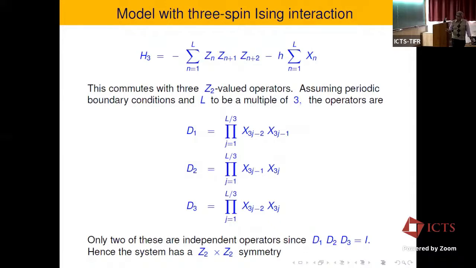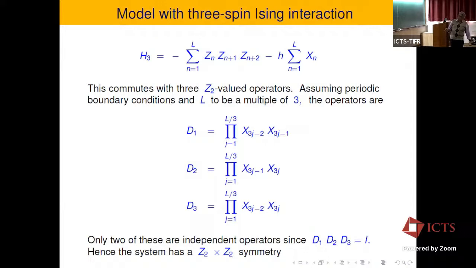So it turns out that there are 3 Z2 valued operators which commute with this Hamiltonian. So what these operators are the following. So you take a D1, which is the product of all the x variables on 2 of the sublattices. Okay, so product over j, x3j minus 2, x3j minus 1.